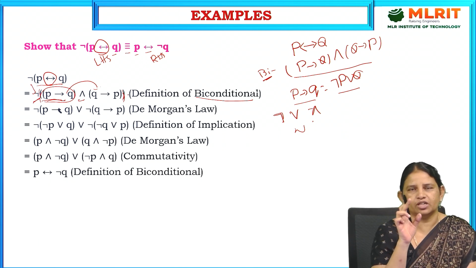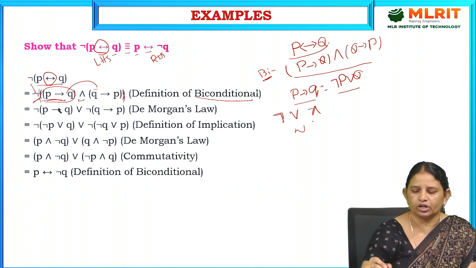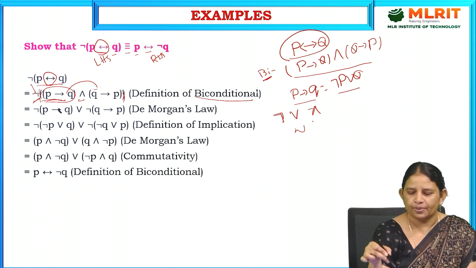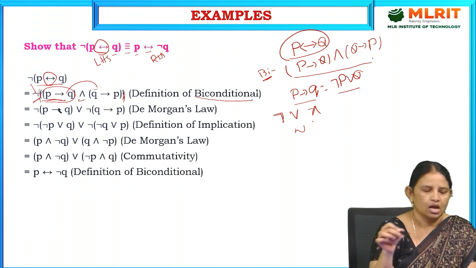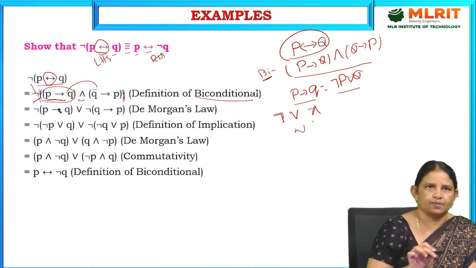First step is we need to apply the biconditional law: P ↔ Q becomes P → Q and Q → P. So there are two propositions. Write the negation as it is. That is step number 1.